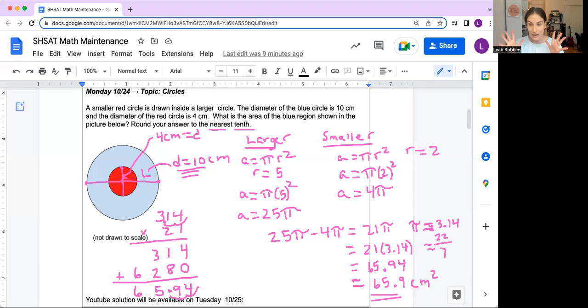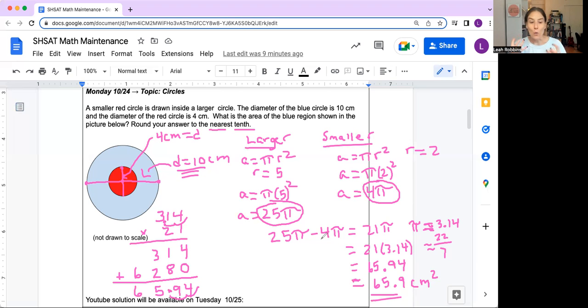If you need to pause this at any time, that is fine. If you solved it differently, that is also fine. So just letting you know, another option would be in this step to multiply 25 times 3.14, same thing here, and then subtract. But if you do it this way, you only have to multiply by 3.14 one time. So think about that.